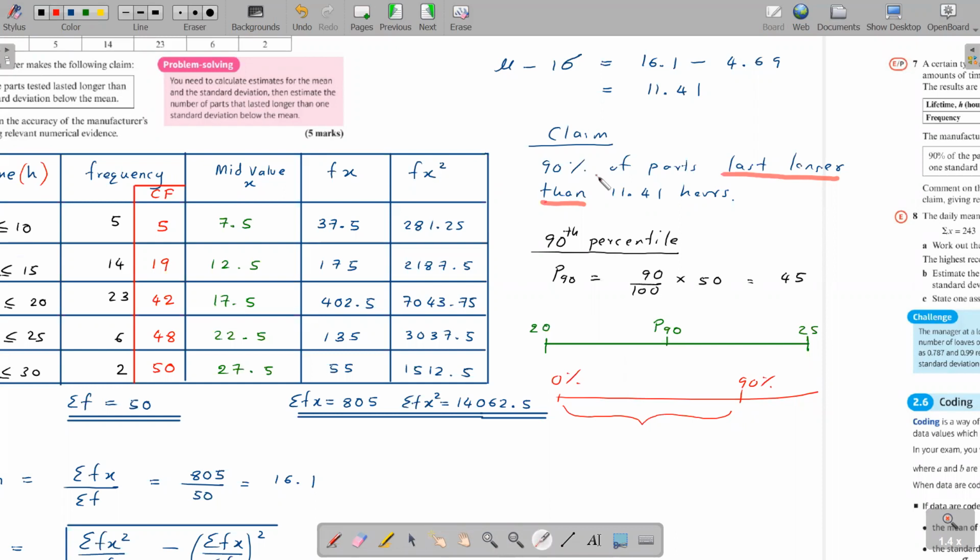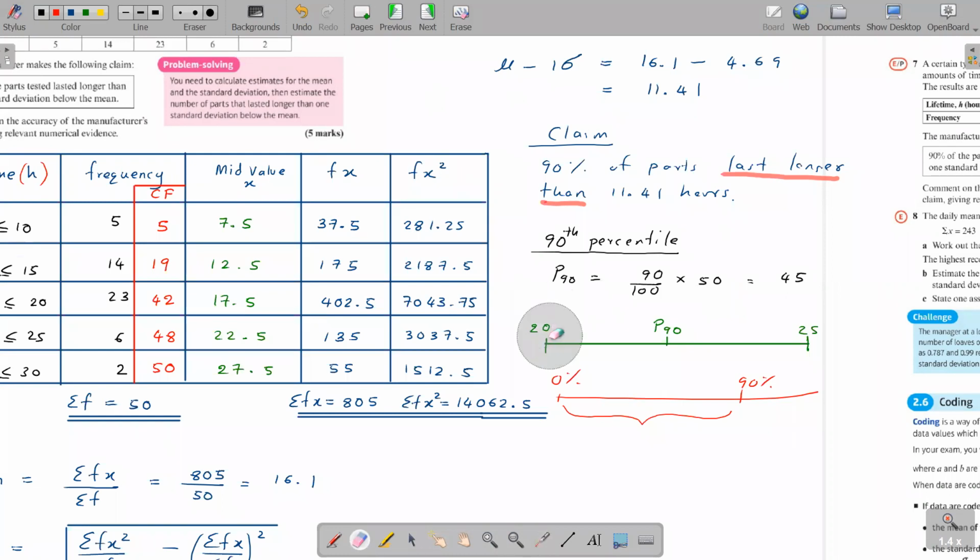If he was saying 90% of parts last lesser than 11.41, then what we do here is correct, isn't it? Then we have to find the 90th percentile. But he says 90% of the parts last longer than. Now this is the lifetime. I have drawn here the axis.